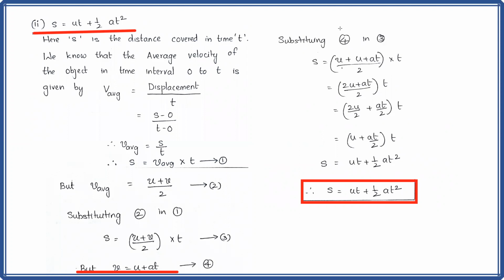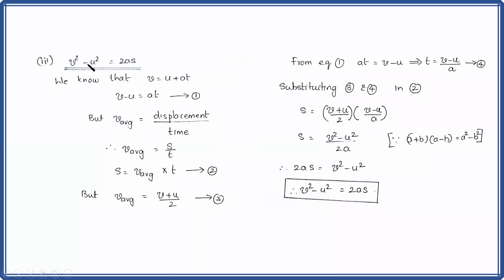So the first kinematic equation we have derived is V is equal to U plus at, and the second kinematic equation is S is equal to ut plus half at square. Let us go for the third kinematic equation, that is V square minus U square is equal to 2as. This is our third kinematic equation.